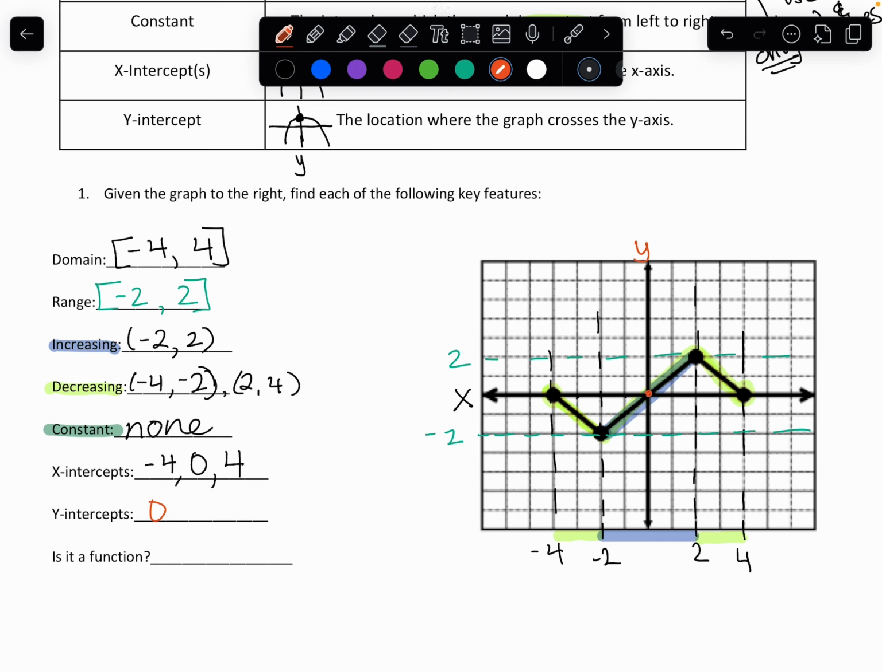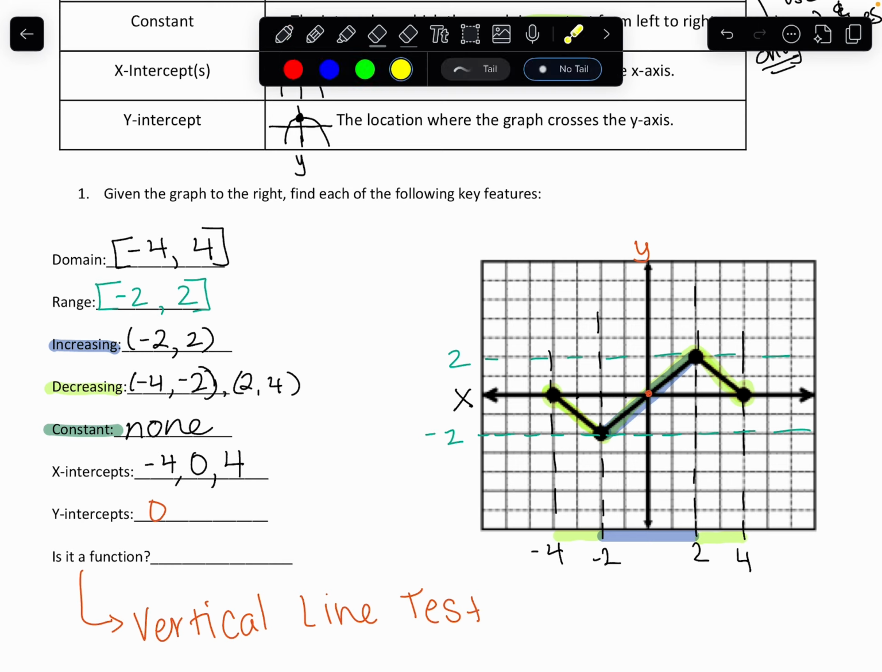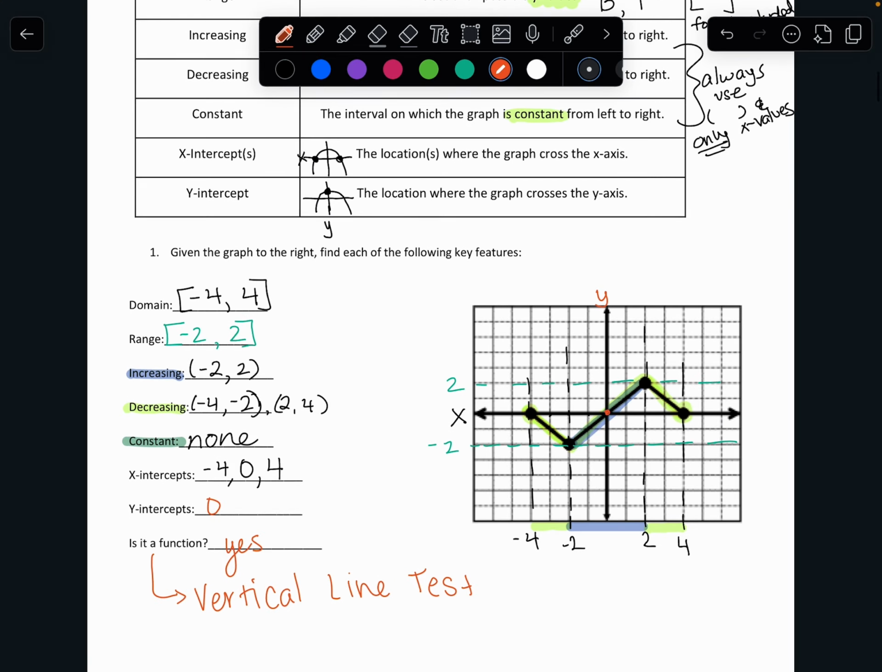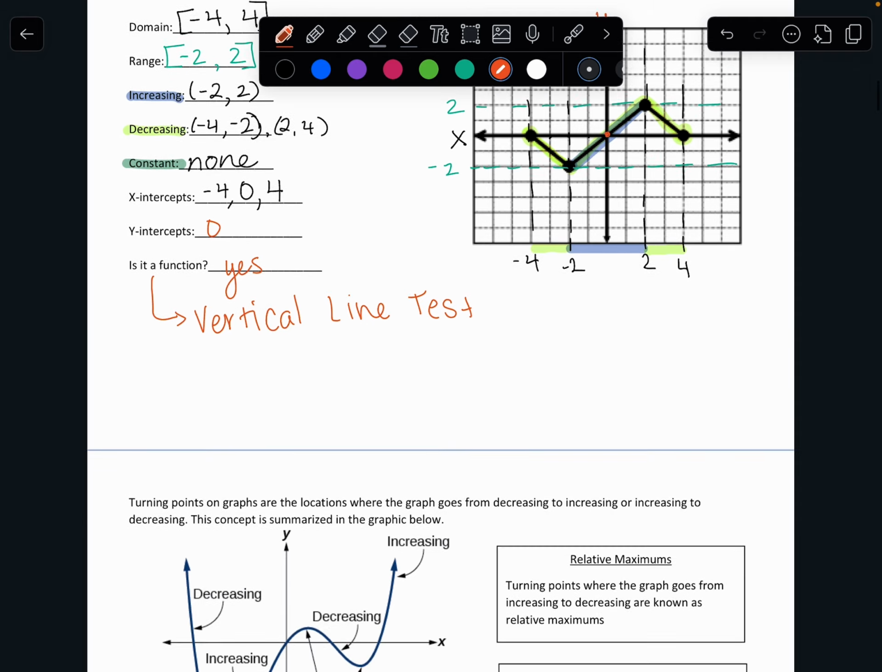And now, is it a function? This is asking yourself to use the vertical line test. We also called it the pencil test. That's where we take our pencil and we drag it across. So imagine this is my pencil. We are only hitting our graph everywhere once. So this is a function. Okay, so now let's go to the next page.